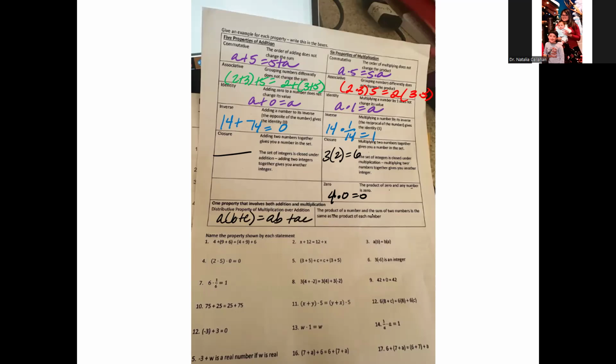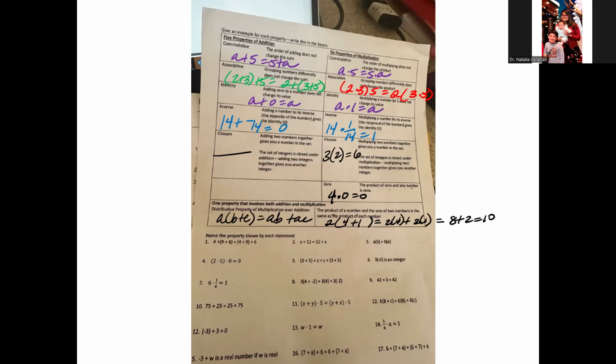The product of a number and the sum of two numbers is the same as the product of each number. So the product means you have a number, so 2, and the sum of two numbers, so let's say 4 plus 1, right? Is the same as the product of each number. So 2 times 4 plus 2 times 1, which is 8 plus 2, which is 10. That's what I'm thinking it's asking you to do.